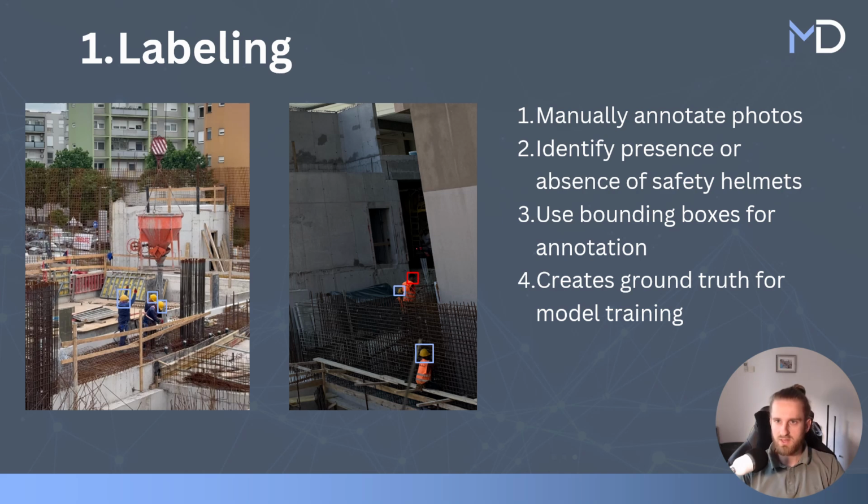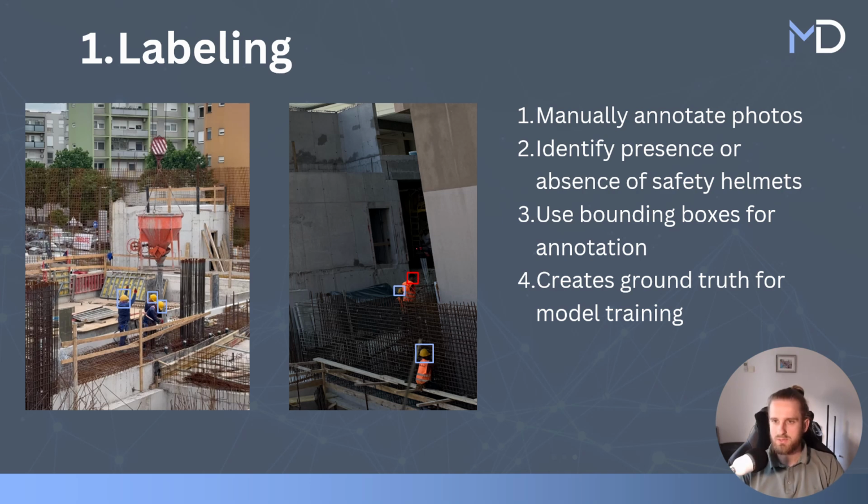So the process starts with labeling, which is the foundation of supervised learning. In this step, human annotators manually go through a collection of construction site photos and draw bounding boxes around workers, identifying whether or not they are wearing safety helmets. Each annotation is paired with a label like helmet or no helmet. And as shown on the left side of the slide, red boxes indicate non-compliance, so no helmet, while blue boxes show compliance, or the helmet is worn.